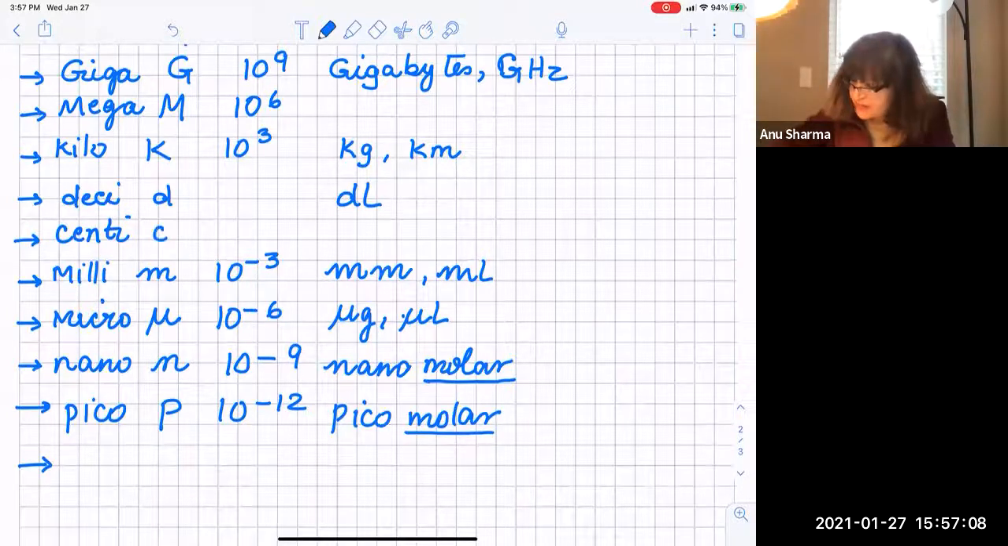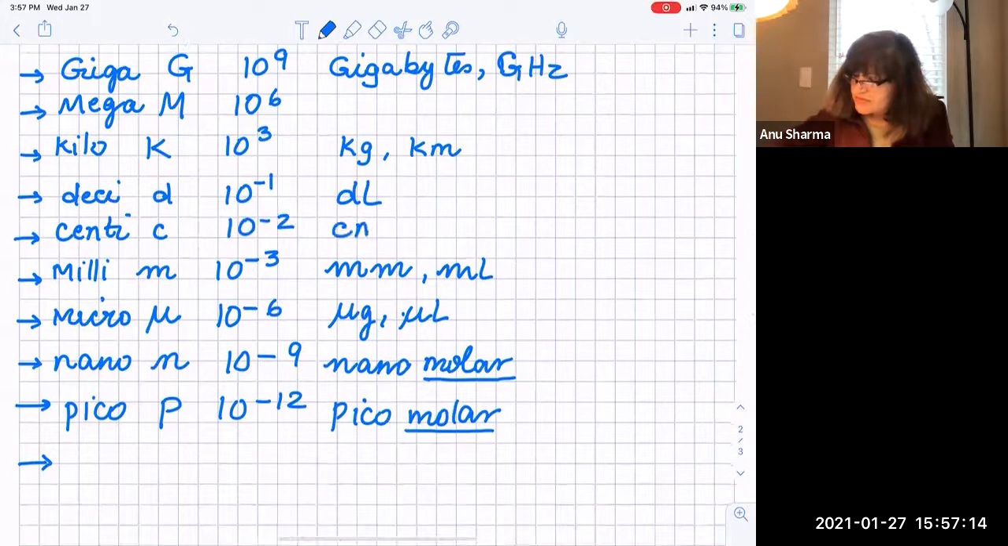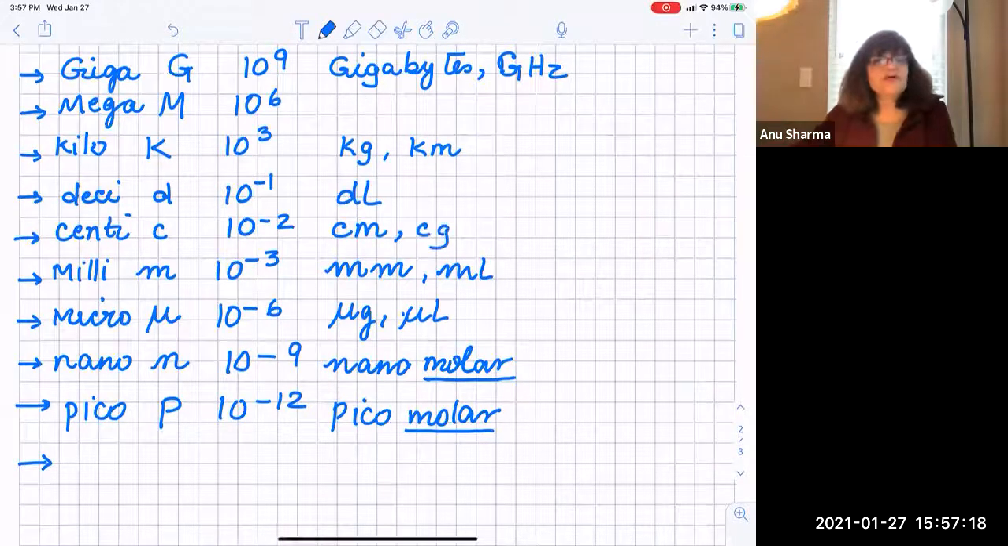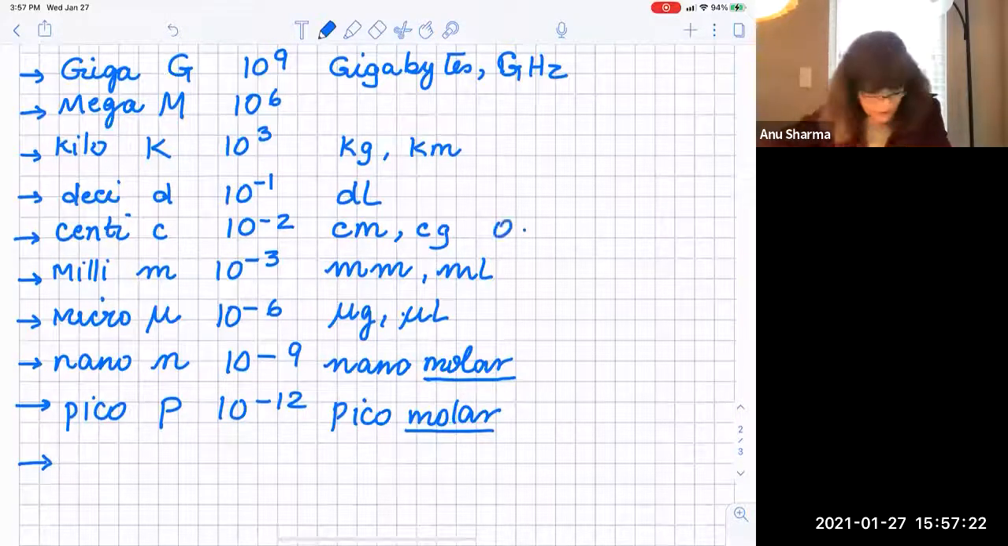So centi is just C. Deci is 10 to the power minus 1, and centi is 10 to the power minus 2. So centimeters, or centigram balance. It's going to be 2 places after the decimal. So this means 0.01.